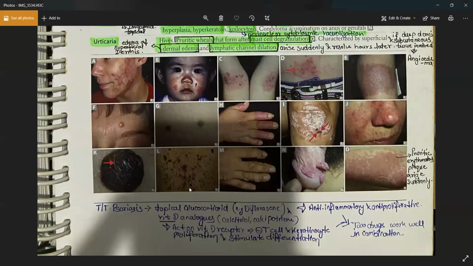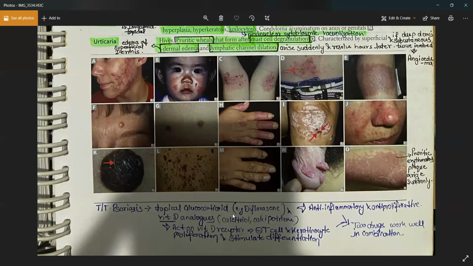For psoriasis, you can use topical corticosteroids as a treatment. You can also use vitamin D analogs. Vitamin D analogs basically act on the vitamin D receptors and they decrease the proliferation and increase the differentiation, right?